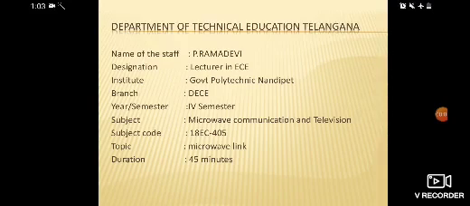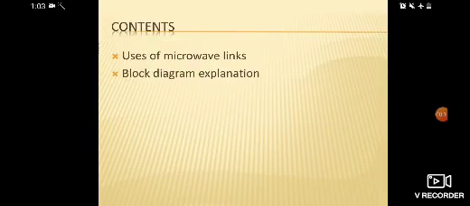My subject is microwave communication and television, and today's topic is microwave link. In this session, I am going to tell about microwave links, their block diagram, and the operation of each block, how it works in our microwave link, and what a microwave link is.